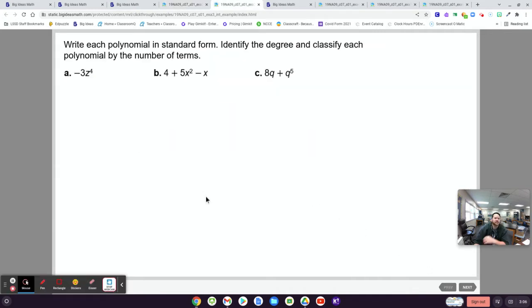So here we go. For this one, it's in standard form. It's only a monomial. There's only one term. You can't do anything else to it. But for A here, what is the degree for A?